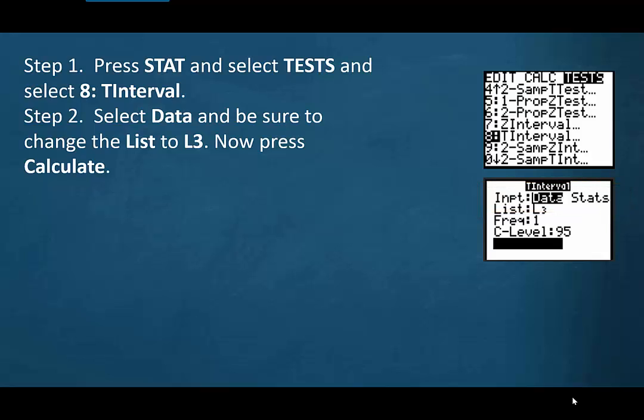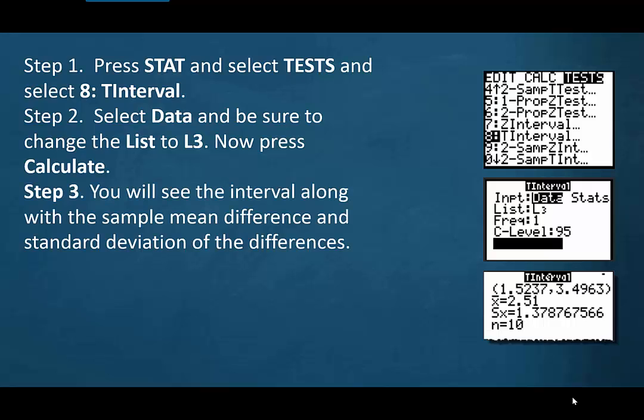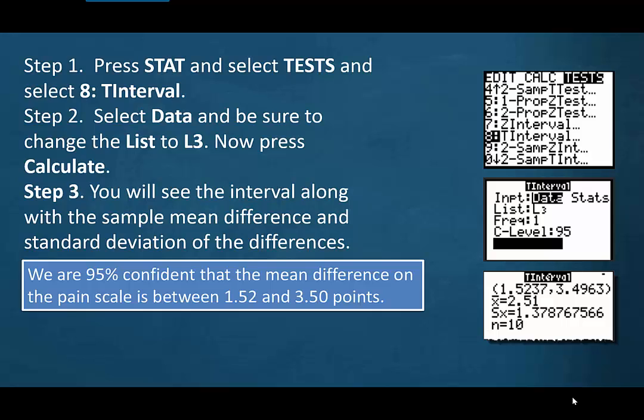Make the frequency 1, it should already be at 1, and we're running a 95% confidence level. So we see our interval, along with the sample mean difference and standard deviation for the differences. So our mean difference was 2.51, standard deviation of that was 1.3787, and our interval is from 1.52 to 3.50. So we are 95% confident that the mean difference on the pain scale is between 1.52 and 3.50.